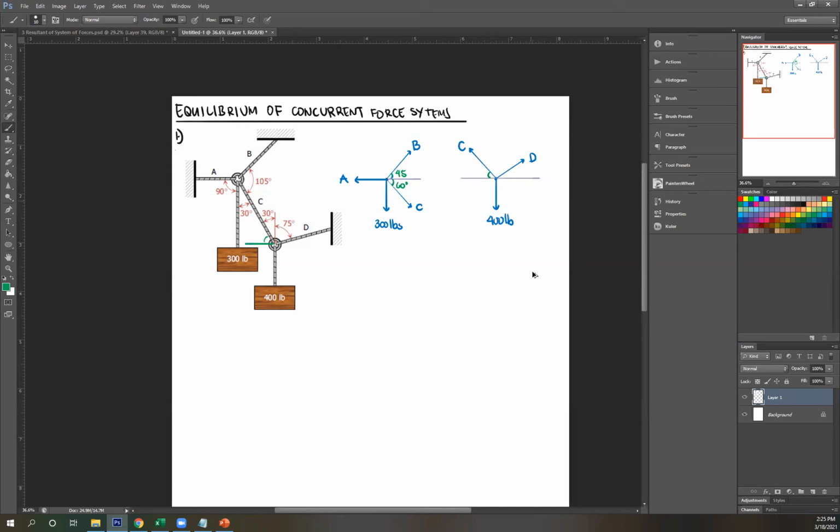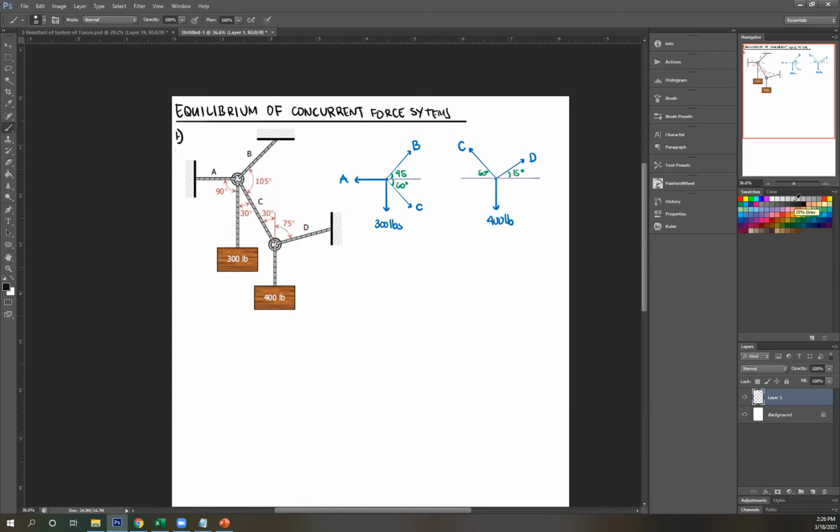Or you can just remember whatever angle you have here should also be the same here since they're the same force. And then force D. This is 75. So therefore, this is 75. I want to get this. This is a 75. 90 minus 75, that's 15. So this is 15 degrees. Okay. So now I have two free body diagrams.